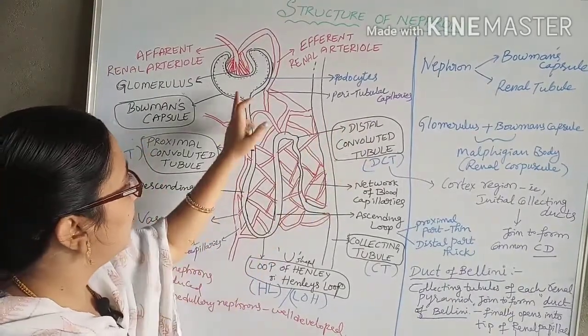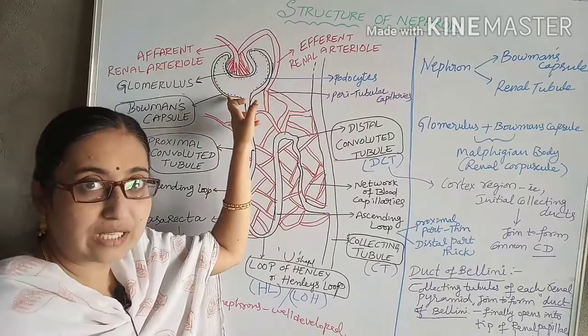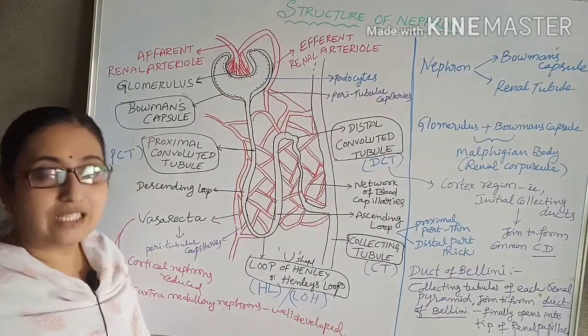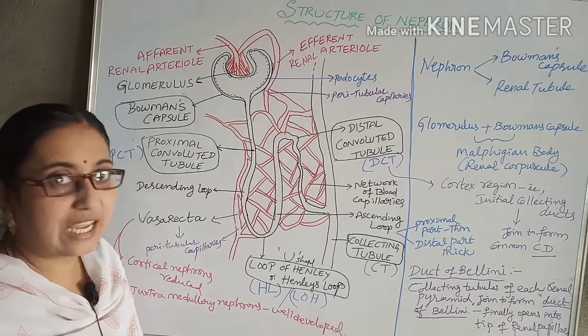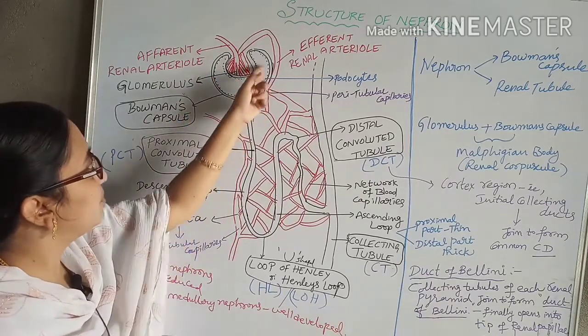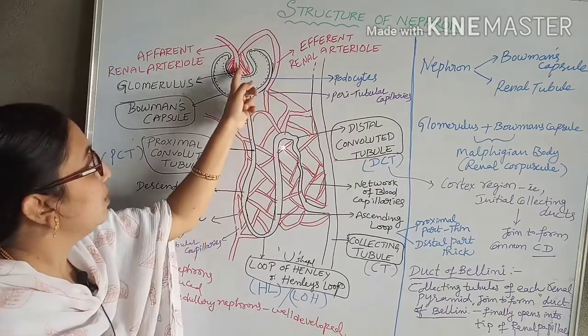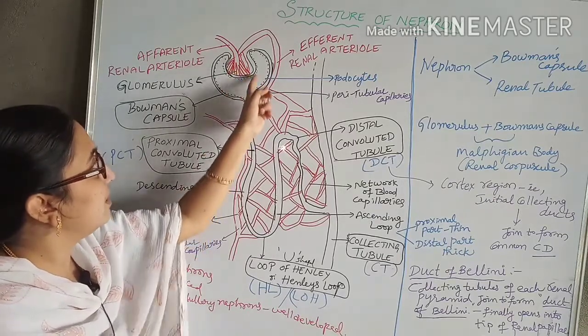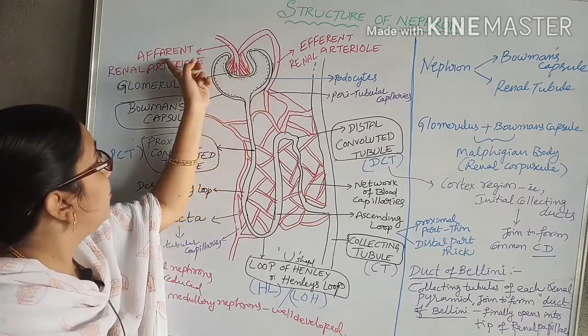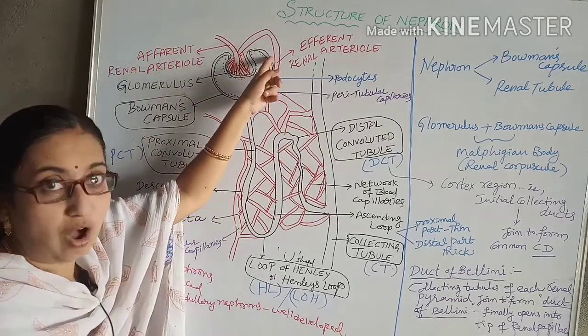So the first part we will discuss, that is Bowman's capsule. So this Bowman's capsule is present in the medullary region. The Bowman's capsule is a cup-shaped structure. At the anterior cup region, it consists of the blood vessels, that is afferent arterioles and efferent arterioles.